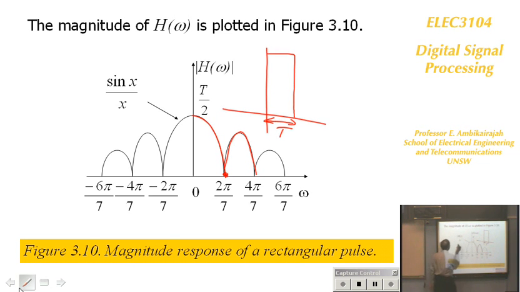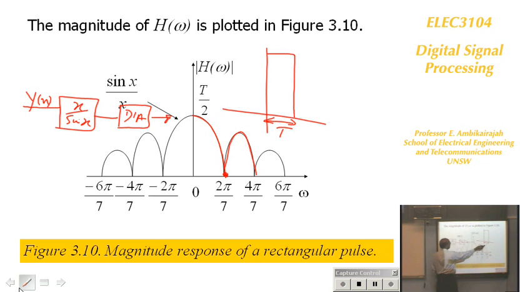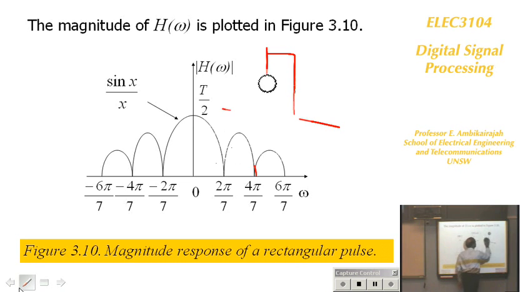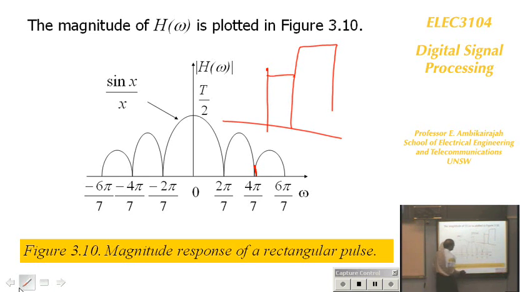The best way to avoid it is to have your signal y[n] coming in here, then pass it through x over sin x, and then pass it through your D2A converter, and then this effect will cancel out this. That's perfect. But quite a lot of people don't do that. What they tend to do, because multiplying all this is difficult, is look at the signal: the pulse comes in, and then the next pulse comes in, and so on. And this is T.